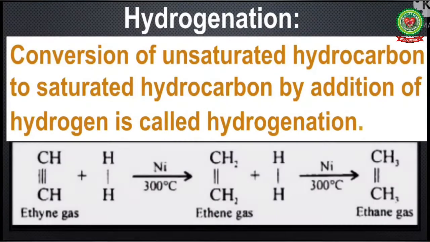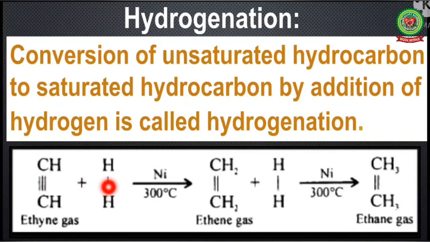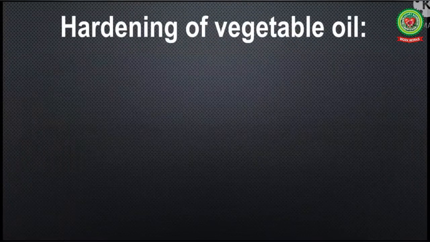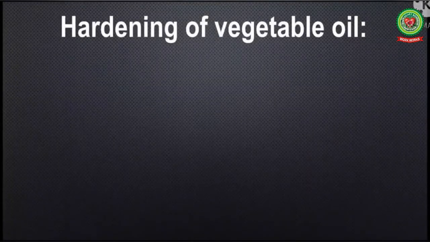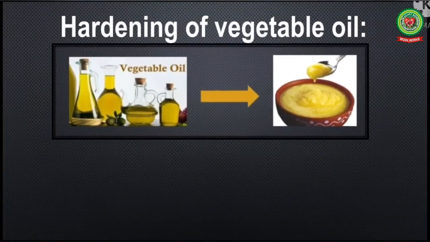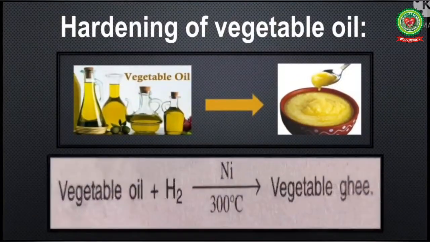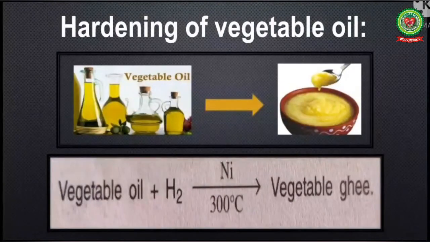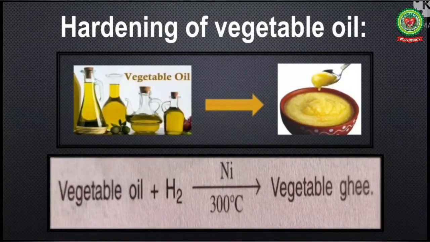For example, in this reaction, when hydrogen is added to ethane gas in the presence of nickel at a temperature of 300 degrees Celsius, ethene is formed, and on further reaction, ethene is converted to ethane. Hardening of vegetable oil. Hydrogen gas, when passed through vegetable oil in the presence of finely divided nickel to form vegetable ghee, this process is known as hardening of vegetable oil or hydrogenation.